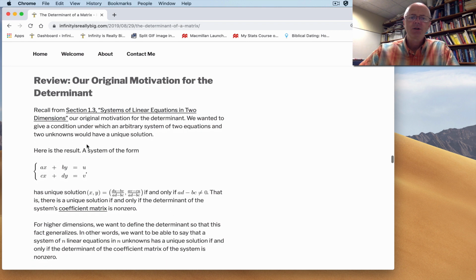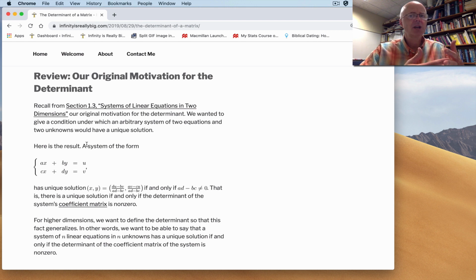What was our original motivation for the determinant? And this motivation, the idea of reviewing this, is it does generalize to higher dimensions. Back in section 1.3, we wanted a condition on which a general 2x2 system with 2 equations and 2 unknowns has a unique solution. And back in that section I said it's got this unique solution if and only if AD minus BC is non-zero, because otherwise you'd be dividing by 0 here. And that quantity, AD minus BC, is the determinant of the 2x2 coefficient matrix with entries A, B, C, and D.